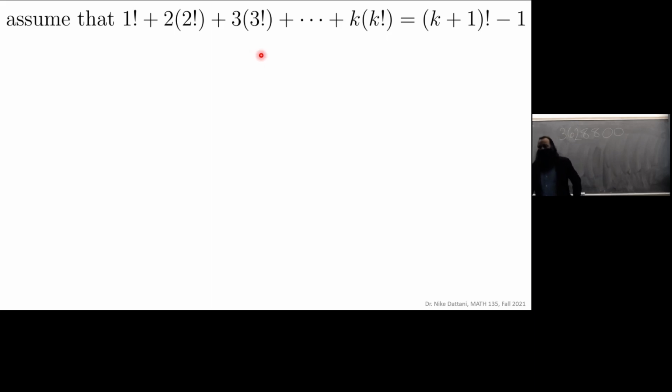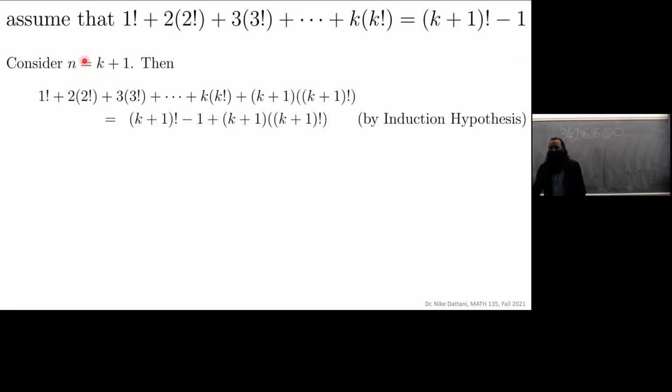So let's do this by induction. We assume that this sum over here on the left equals k plus 1 factorial minus 1. In the previous slide we had 120 minus 1, 24 minus 1, 6 minus 1. We had all the factorials minus 1. So let's assume that that's true, and then consider n equals k plus 1 and see if this induction hypothesis gives us what we wanted.